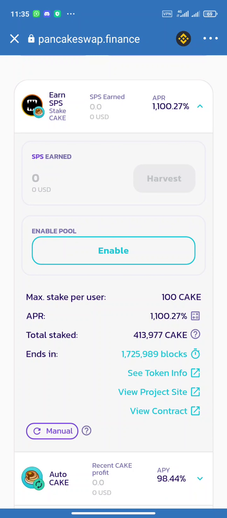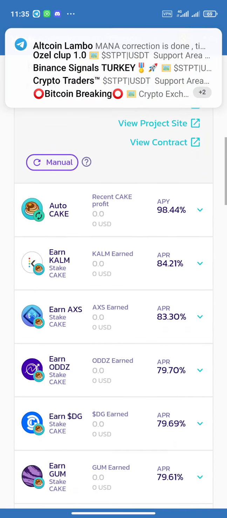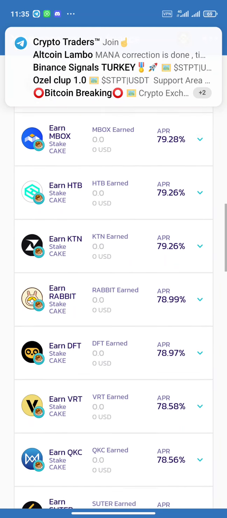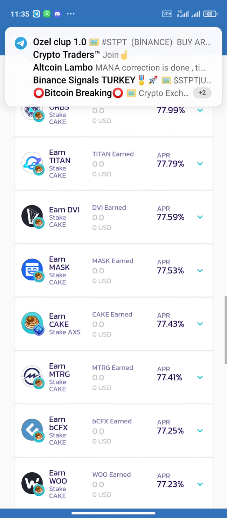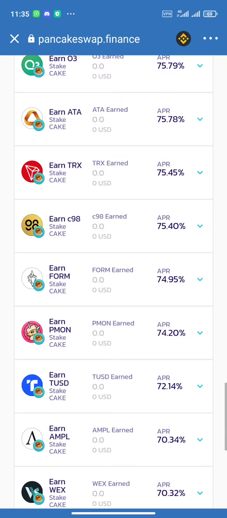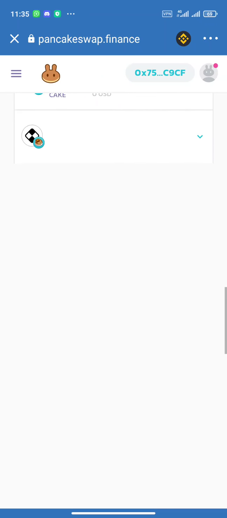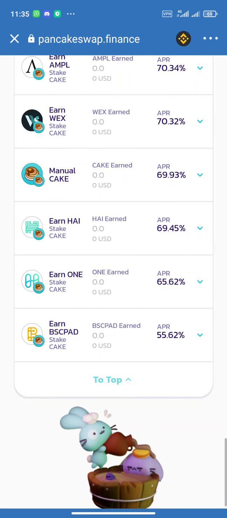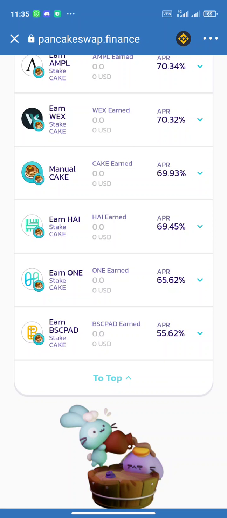Now, look at the maximum. There's no minimum you can stake, but there's a maximum you can stake. The maximum every user can stake is 100 cake. So you see, these are other percentages. So I now arrange it from highest to lowest, so you can earn different tokens. See, even all this APR, no bank, no savings can give you this amount of returns.